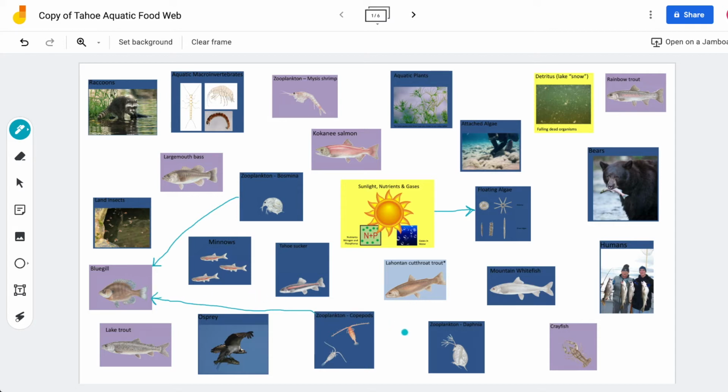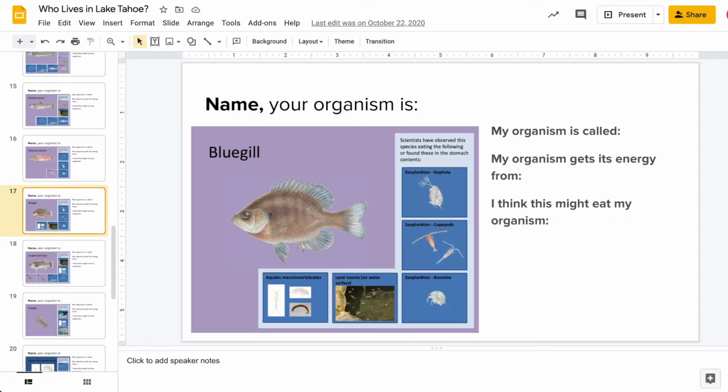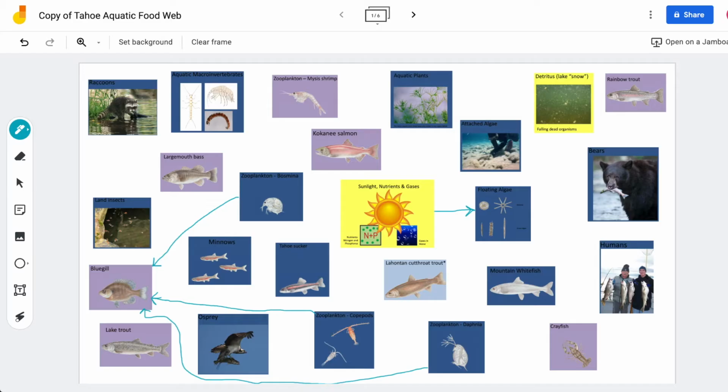And it also got its energy from this Daphnia. It ate the Daphnia. So the energy from the Daphnia is going to flow all the way over here to the bluegill. And what else did it eat? The bluegill ate land insects and aquatic macroinvertebrates.